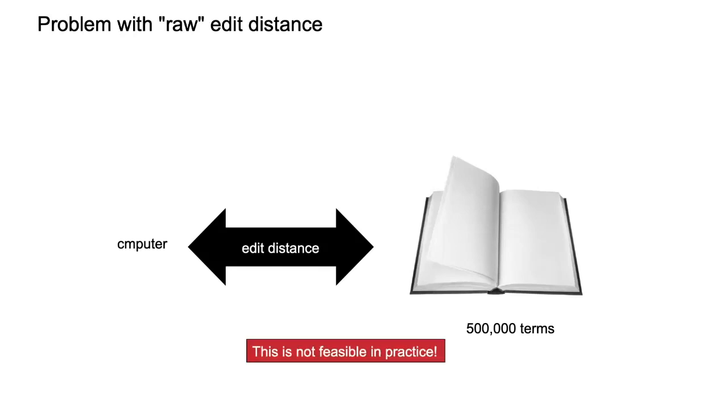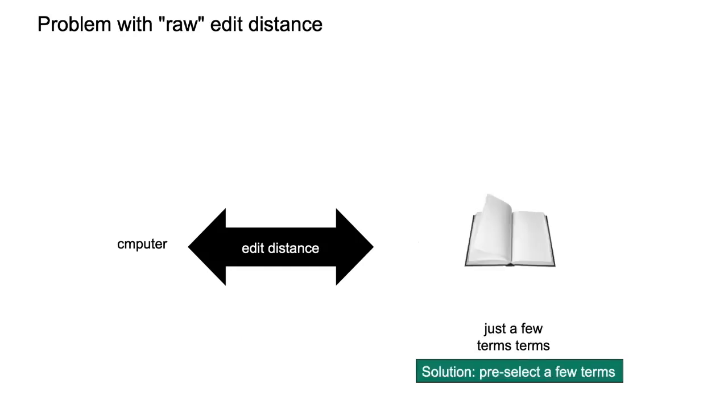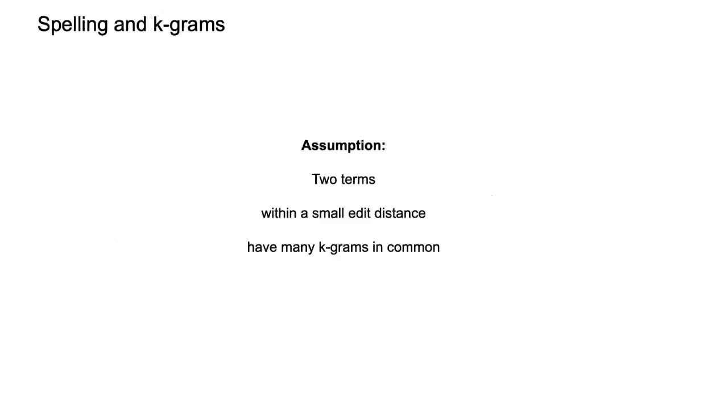So in practice, this is not how this is done, at least for spell checking. What we can do instead, there are several flavors of that, of course, and in practice there are different solutions, but one way could be to pre-select a few terms. You don't compute the edit distance with every single term that you have in your index, but you just select a few ones.